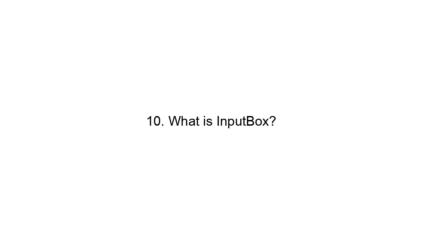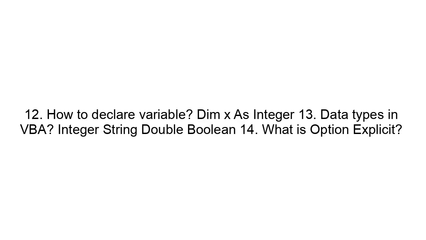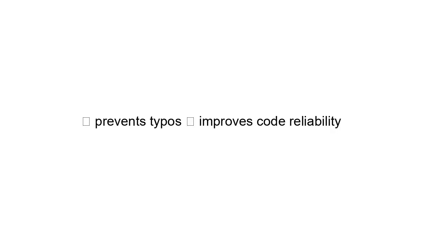10. What is an input box? Takes input from the user. 11. What is a variable in VBA? A storage location for data. 12. How to declare a variable? Dim x As Integer. 13. Data types in VBA: Integer, String, Double, Boolean. 14. What is Option Explicit? Forces variable declaration. 15. Why use Option Explicit? Prevents typos. Improves code reliability.